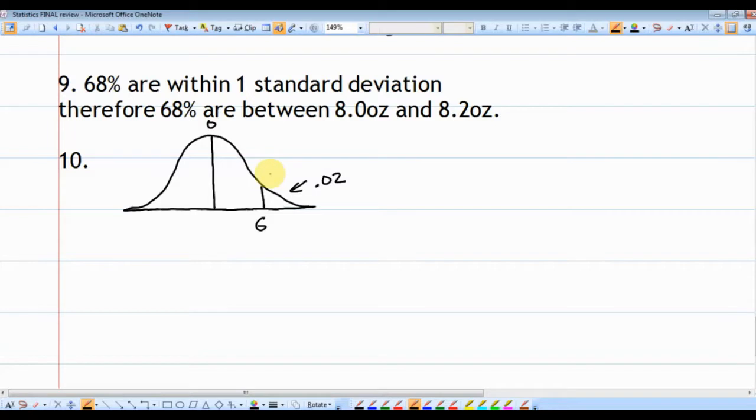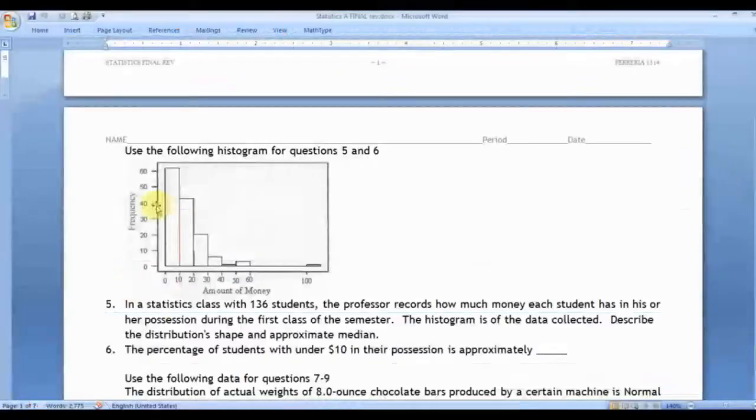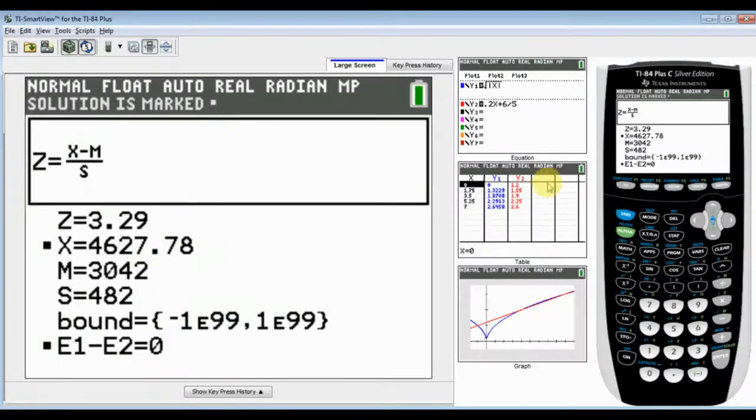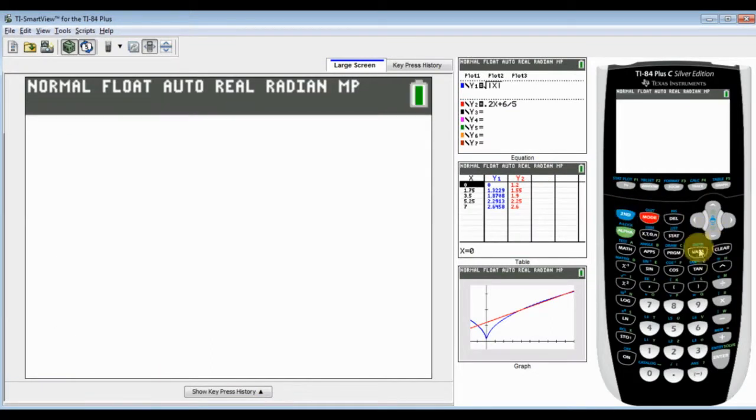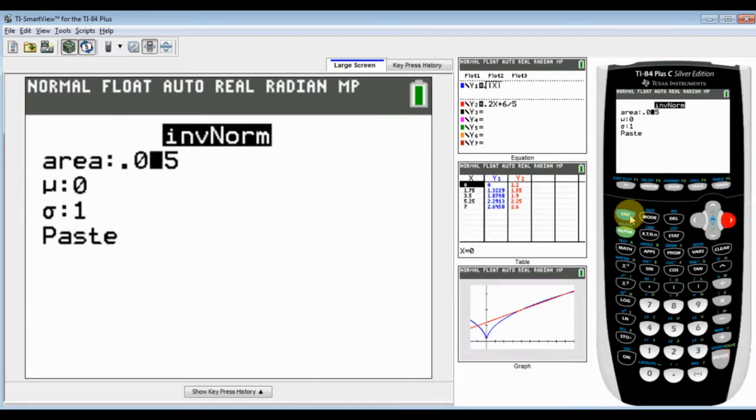Well, in order to do this, we're going to need the z-score first. Let's get a z-score. Z is equal to the inverse norm of 0.98. Let's get that inverse norm. F6 shift V. Oh, it worked. Inverse norm of 0.02.